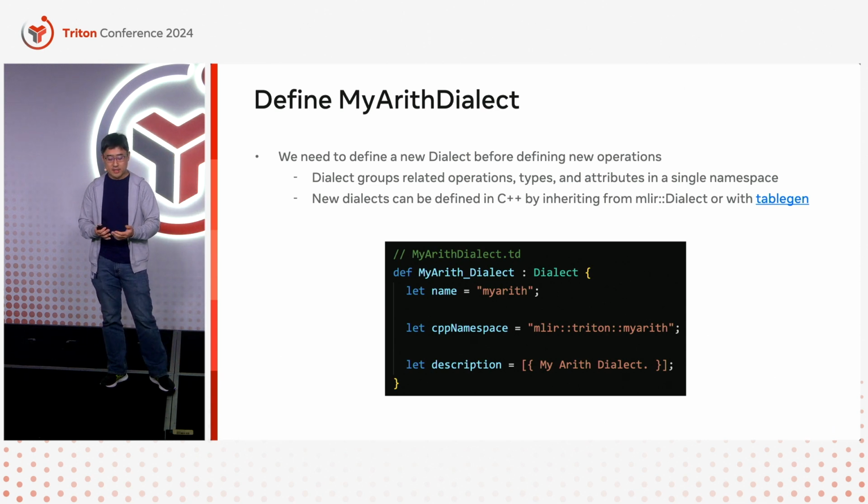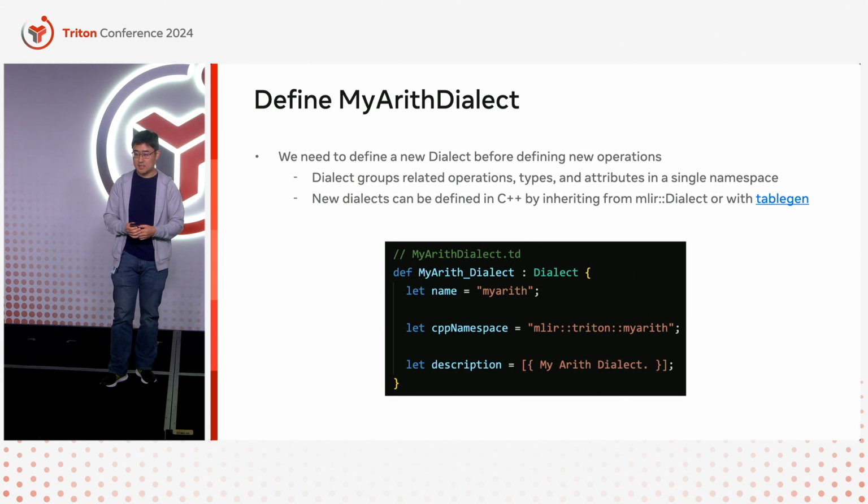So we'll be creating a myarith_dialect.td file. In that, we'll define the MyArith dialect, which inherits the MLIR built-in Dialect. We'll give it a name, a C++ namespace, and a short description. And that's all it takes to create this dialect.